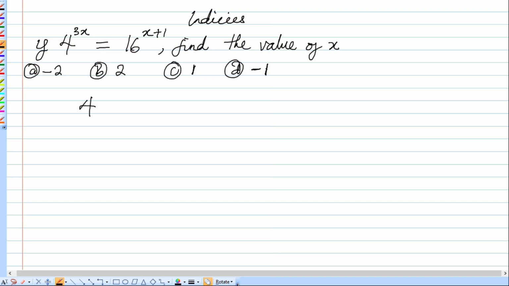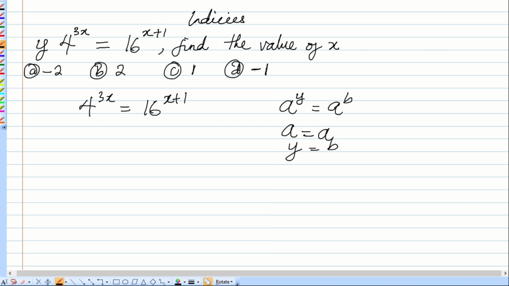So when we have 4 raised to the power 3x equal to 16 raised to the power x plus 1, we want to try to put them in the same base, because if they are in the same base, for instance, let me do something like this. We have a raised to the power y equal to a raised to the power b. So you see that the bases are equal. If the bases are equal, since a is equal to a, which is the base, y must also be equal to b. So this is the general idea of indices.